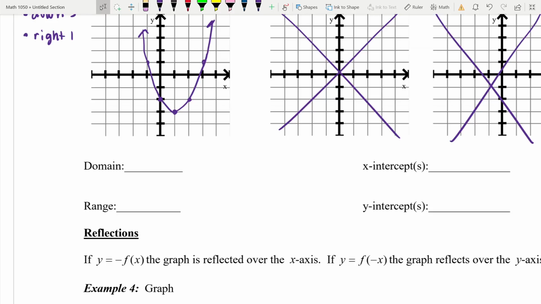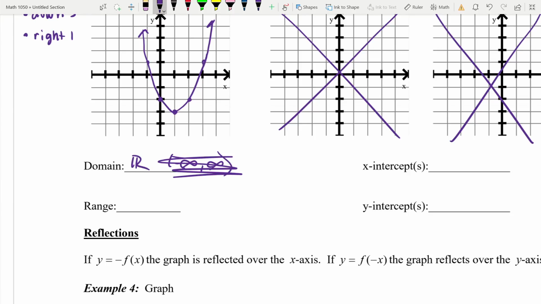Every person in the room, tell me what the domain is. All real numbers. So write it as all real numbers. Or write it as negative infinity to infinity, but don't write it both ways. I have some people writing it all real numbers, comma, negative infinity to infinity. No, choose your method and then stick with just that method.